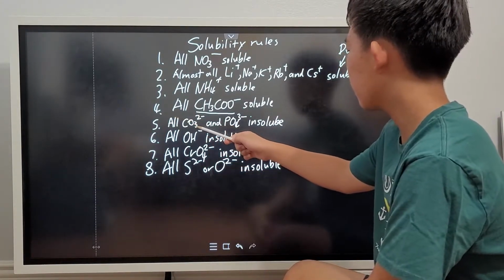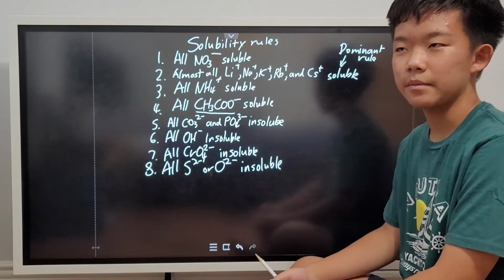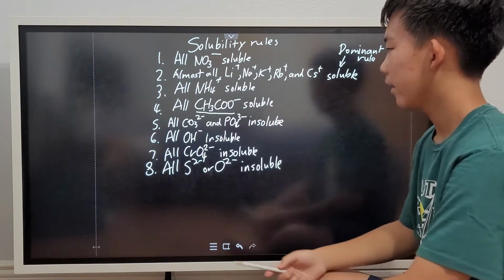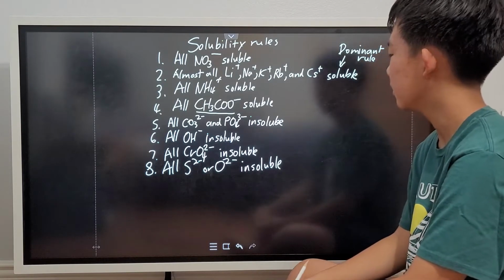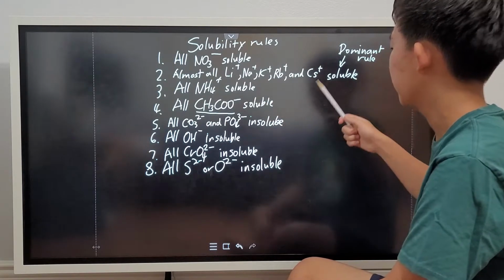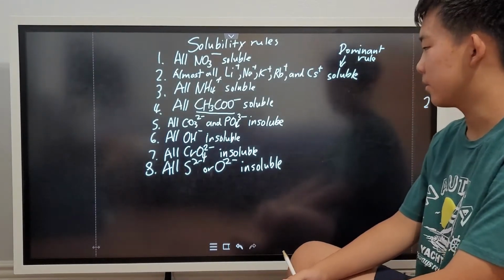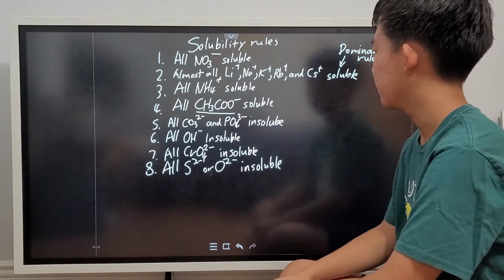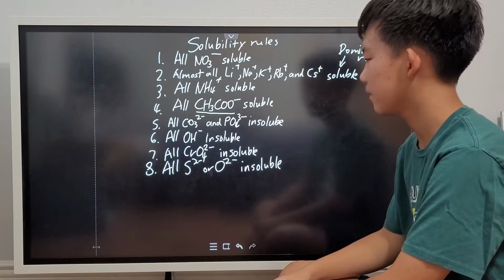Number 5, all carbonates and phosphates are insoluble in water. The only exceptions are, of course, ammonium and the alkali metals. Number 6, all hydroxide salts are insoluble. Again, alkali metals are exceptions. And for number 6, barium also becomes an exception as well. Number 7, all chromates are insoluble. That is, again, except for all alkali metal salts.